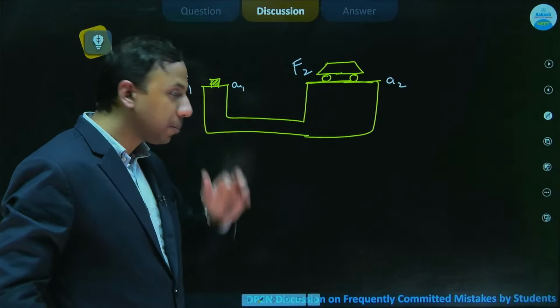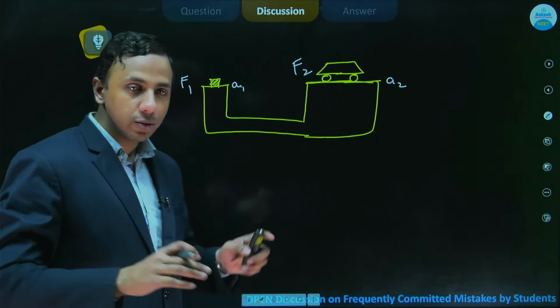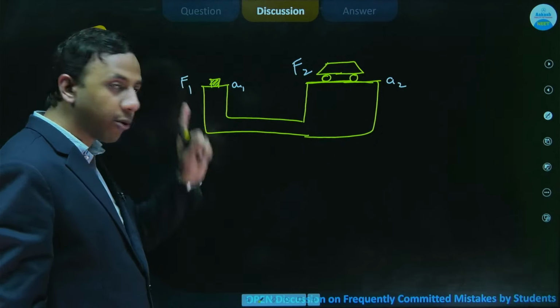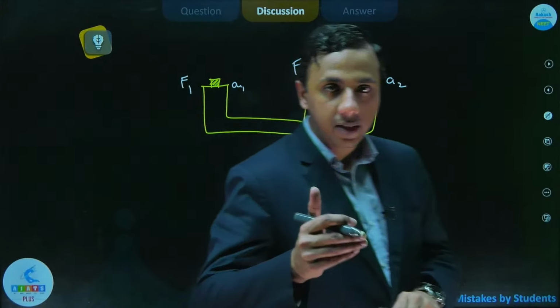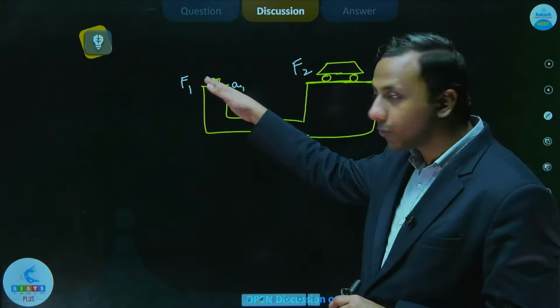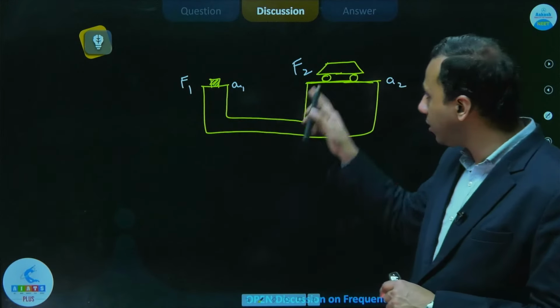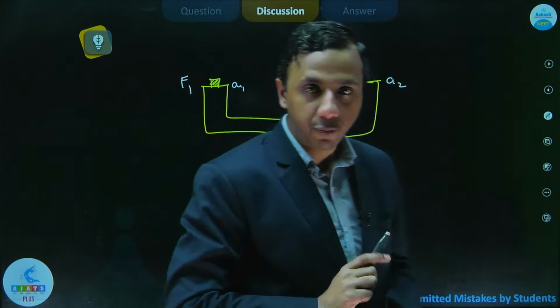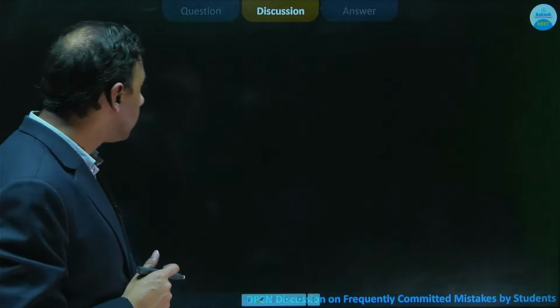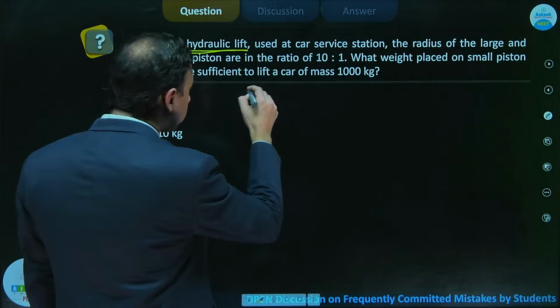that is, pressure over here is equal to pressure over there. That's all. So pressure over here is how much? F1 by A1, right? Force per unit area is pressure. And remember, this force is acting perpendicular to that area. So F1 by A1 is equal to F2 by A2. That's all you have to do in this question. Pascal's law.